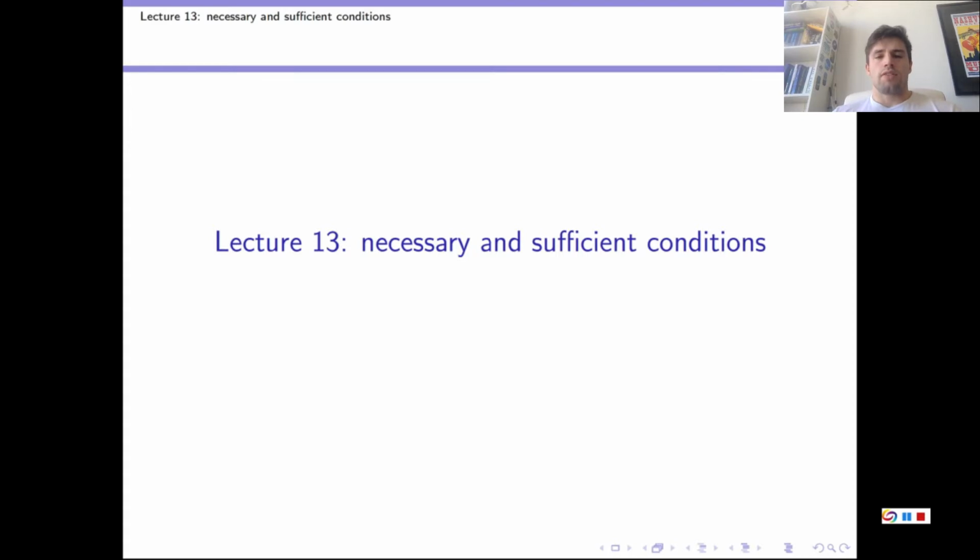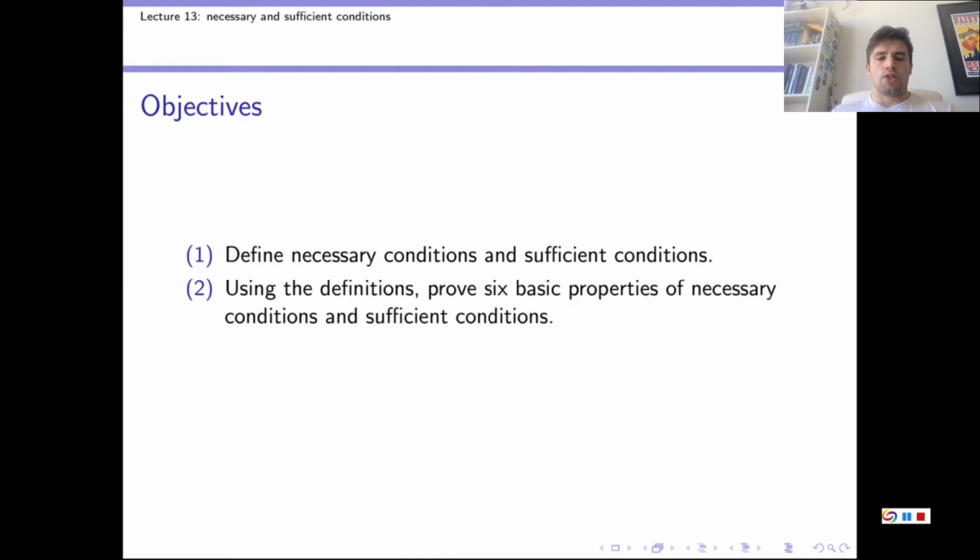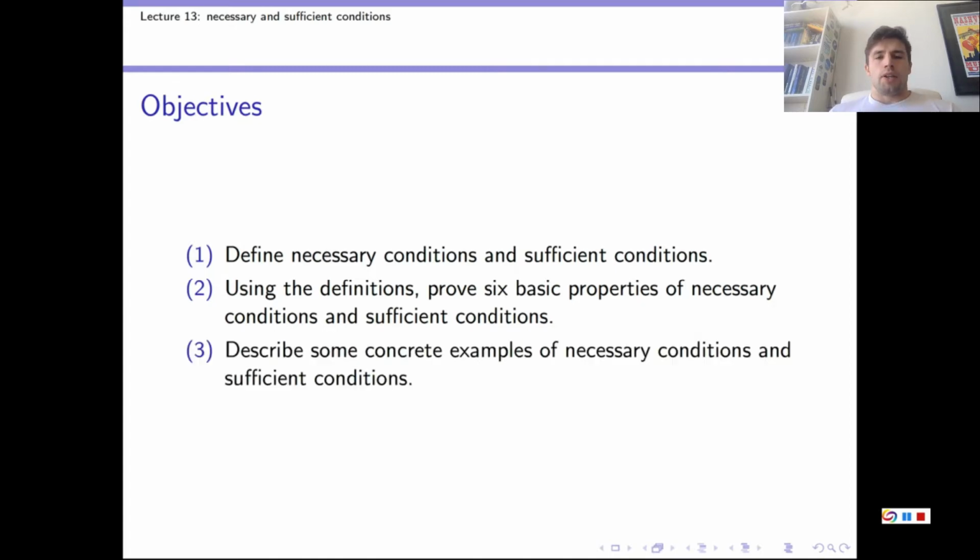The objectives for this video are the following. After watching, everyone should be able to, number 1, define necessary conditions and sufficient conditions. Number 2, using the definitions, prove 6 basic properties of necessary conditions and sufficient conditions. And number 3, describe some concrete examples of necessary conditions and sufficient conditions.